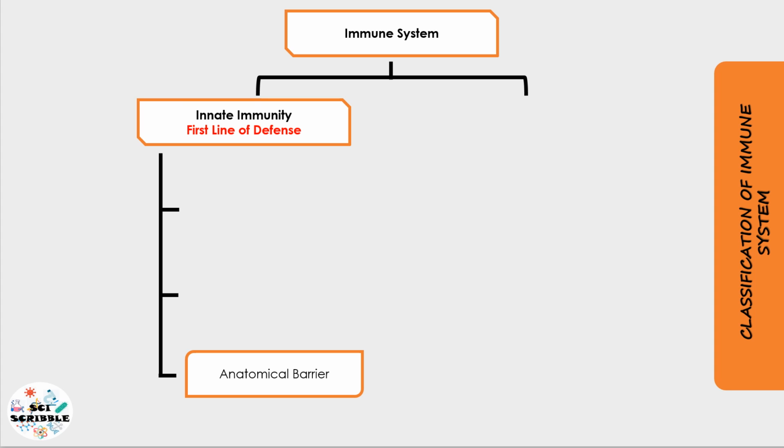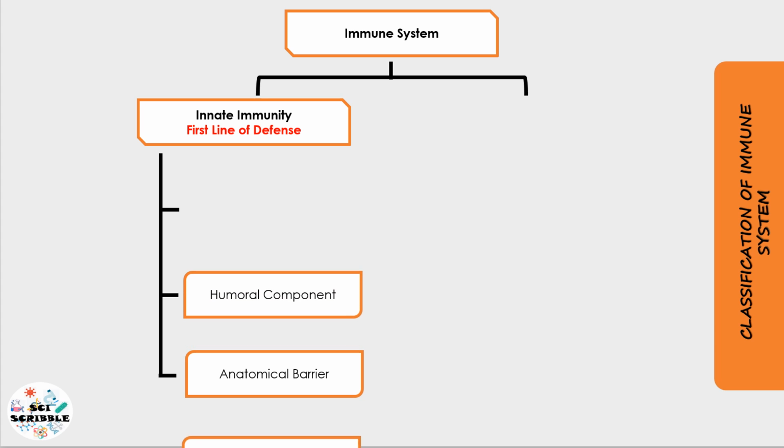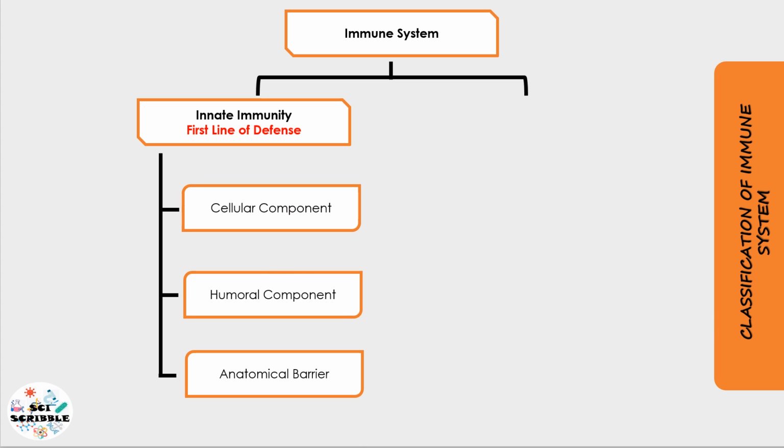Once the outer line of the defense system is breached, the body quickly starts up the next two main components of the innate immunity. They are humoral component and the cellular component. The humoral component is active against extracellular pathogens and cellular component is active against intracellular pathogens.